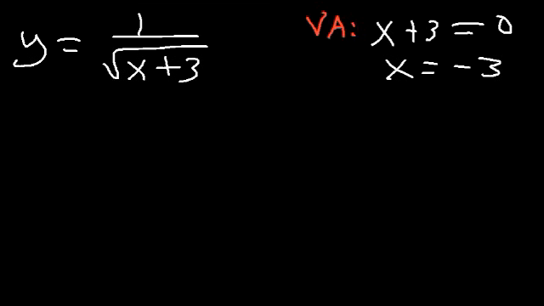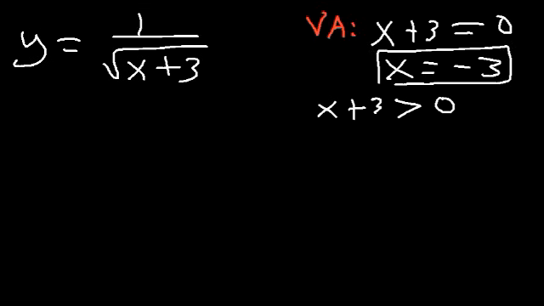In addition to that, we can't have a negative number inside a radical. So x plus 3 has to be greater than 0. Keep in mind, this is the equation of the vertical asymptote. It's x is equal to negative 3, but x itself is not negative 3. Otherwise, it will be undefined. You can't have a 0 in a denominator.